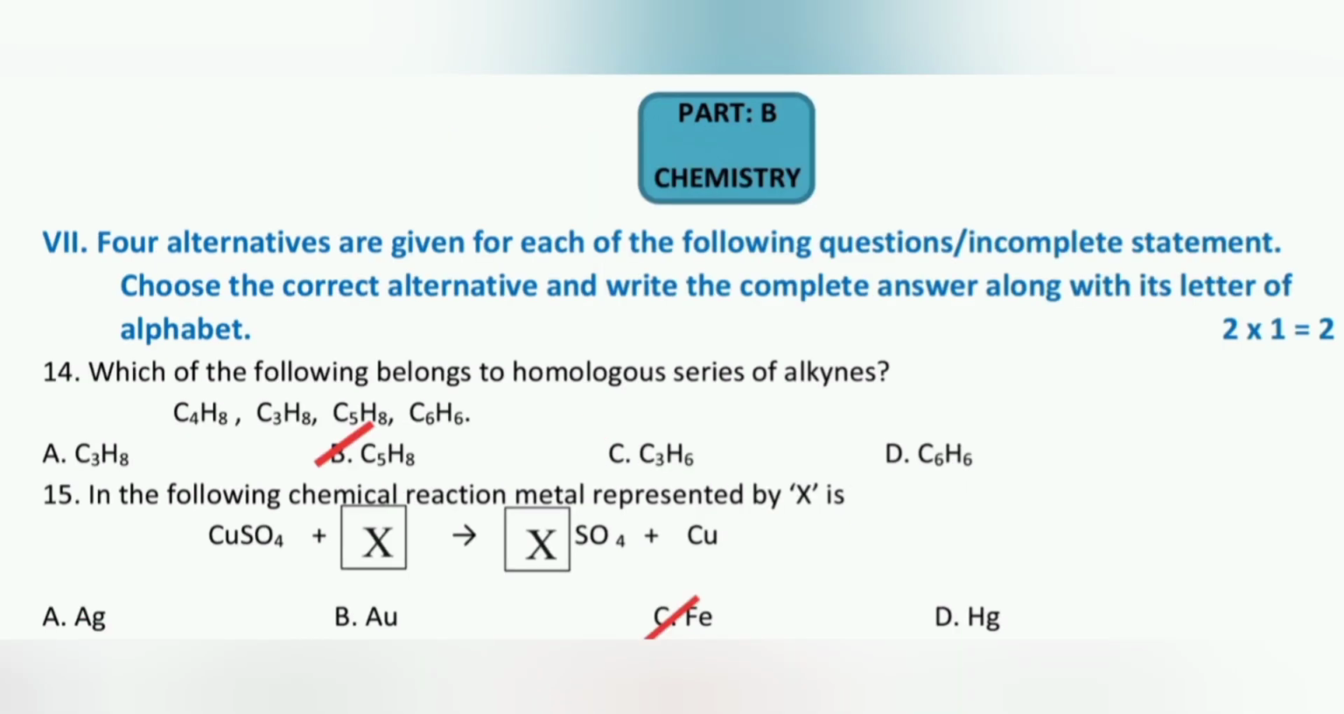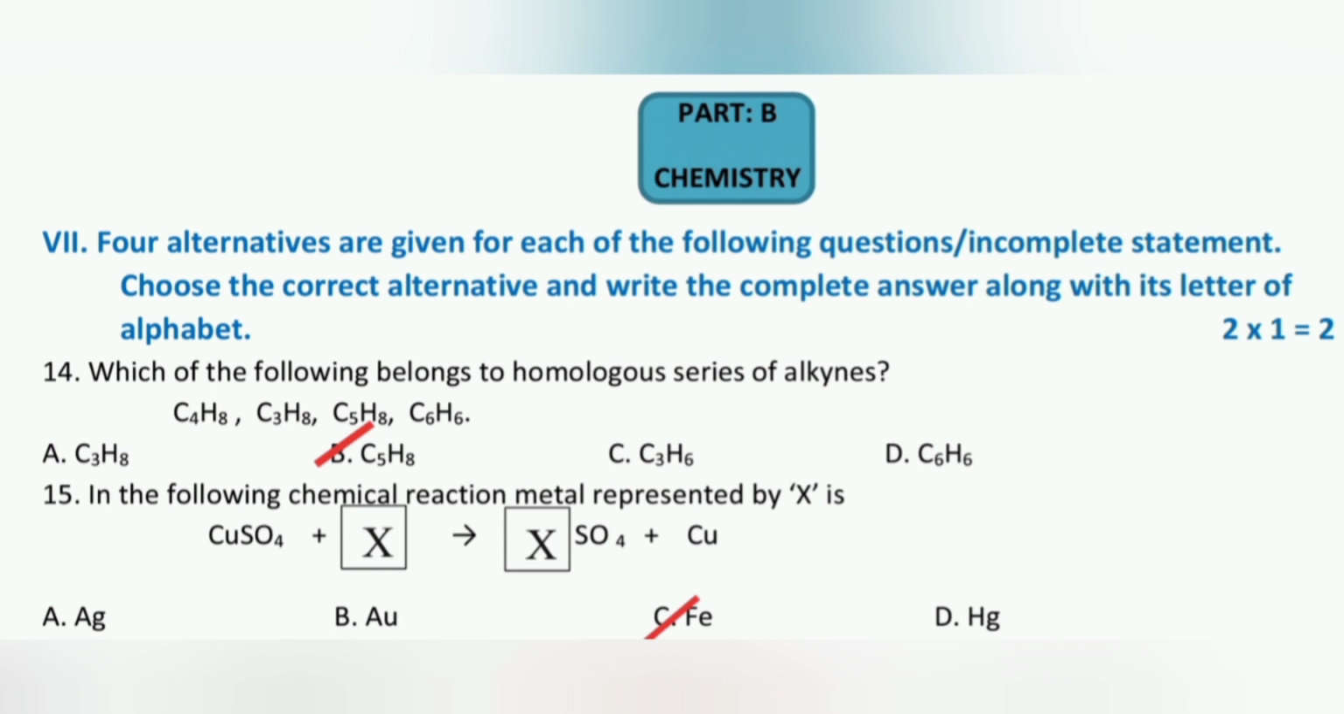Moving to part B, chemistry multiple choice question. Which of the following belongs to the homologous series of alkynes? Alkyne means it contains a triple bond. Hence the correct answer is C5H8. You can check by writing the alkyne series, that is ethyne, propyne, butyne, pentyne, hexyne. Hence C5H8 will be the correct answer.